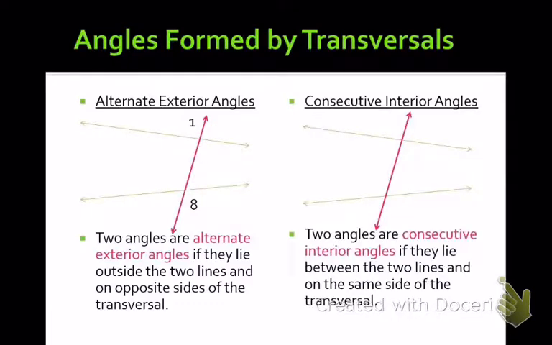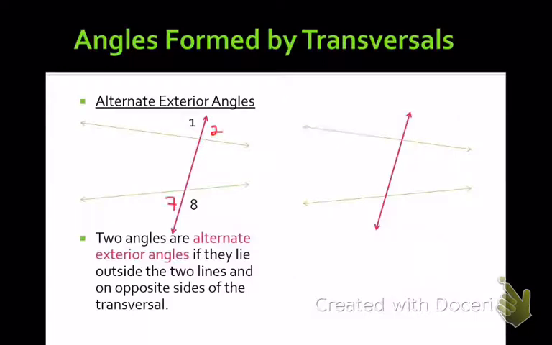Okay? Consecutive interior angles. We didn't do letters with alternate exterior because there's really not any letter to talk about. If you trace them, it's not really a letter. I think the name alternate exterior helps you find them.